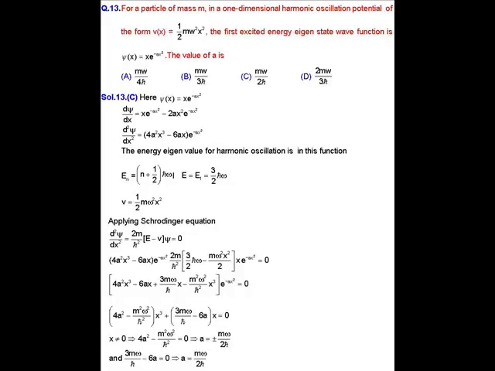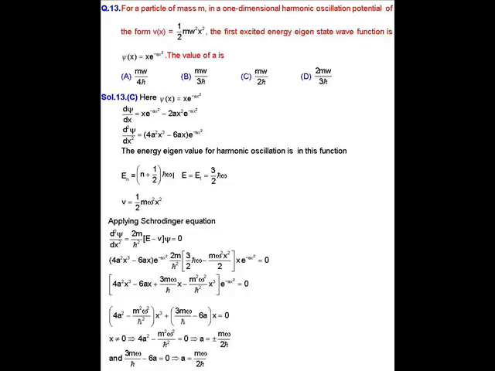According to the question, the wave function is given for the first excited state, so corresponding to this state n equals 1 and its energy will be E equals E1 equals 3 by 2 h cut omega, and the potential given in the question is V equals half m omega square x square. We know that the Schrodinger wave equation is del square psi over del x square plus 2m upon h cut square, E minus potential V, into psi equals 0.